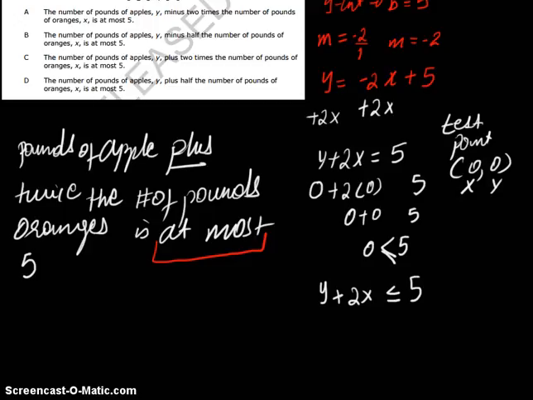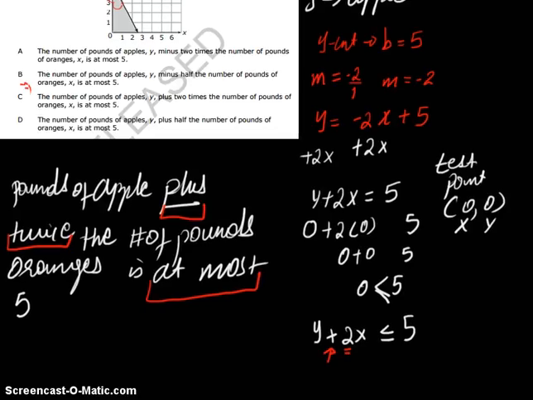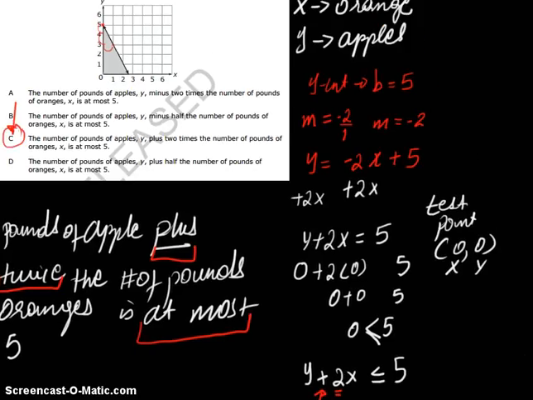And if you notice the word twice right here, that corresponds to this 2, and plus corresponds to this plus sign. Now we can look at the multiple choice and see the right answer. Based on this, it looks like C is the right answer. The number of pounds of apples, y, plus twice the number of pounds of oranges, x, is at most 5. And this completes our question.